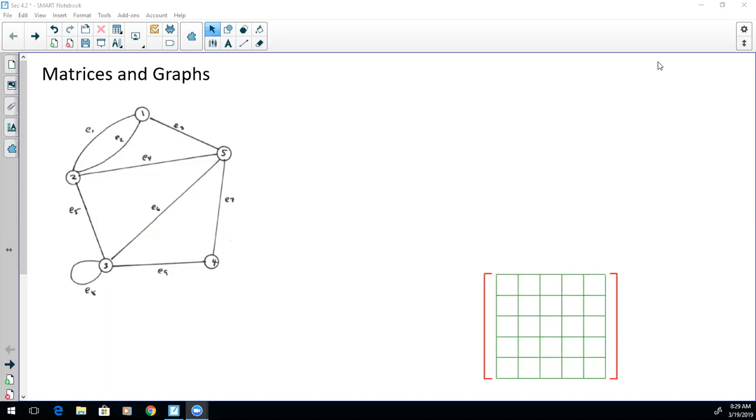Okay, I mean, pictures are great. I've got a graph here, a multigraph drawn over here. I've got 5 vertices and 9 edges. Okay, and there's a lot you can do with this picture.